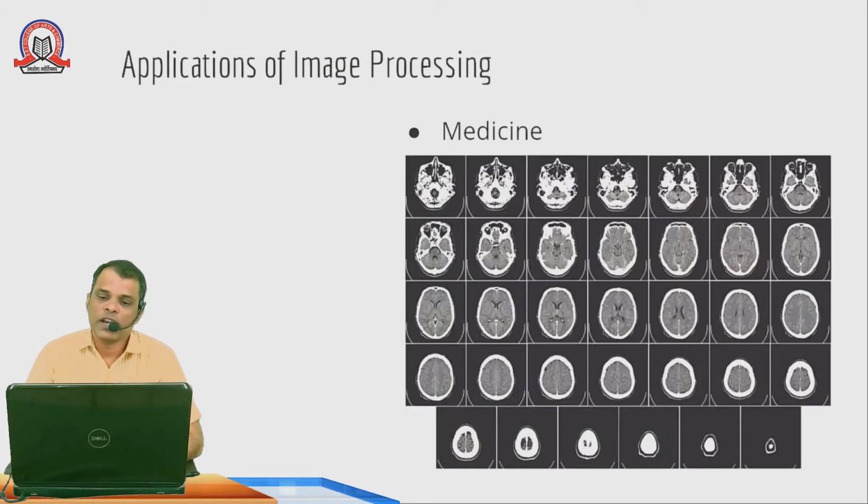Medicine. You might have come across this type of X-rays many times. This is an MR scan and all those things. Usually this is used to identify the problematic areas. So this is one of the applications of image processing. The same image captured from X-ray is shown in a different way using processing.